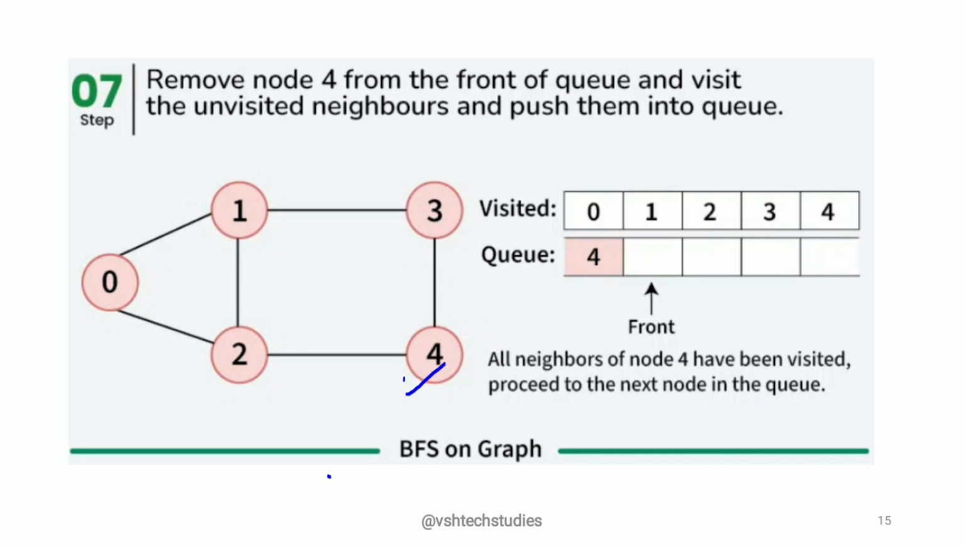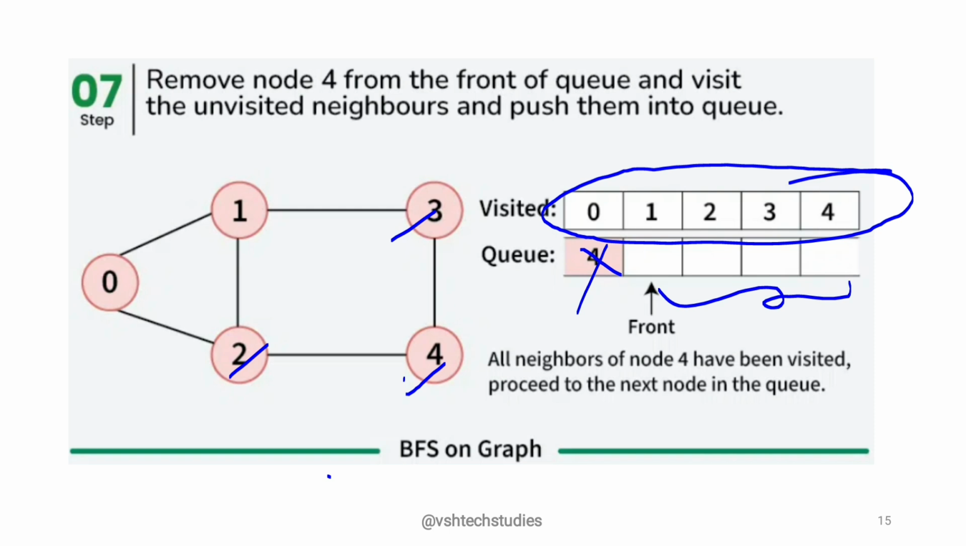Because 4's neighbors 2 and 3 are already visited, there are no unvisited neighbors to put into the visited array. So 4's consideration is over, and it is also taken out of the queue. Now the queue is empty. When the queue is empty, the procedure is over, and this gives the sequence in which the nodes of the graph are visited. All the nodes are visited, and each node only once.